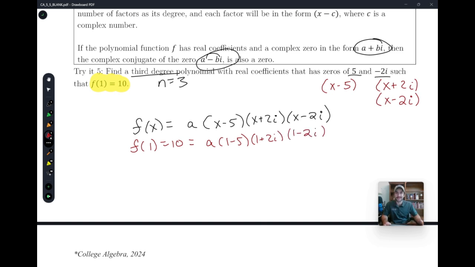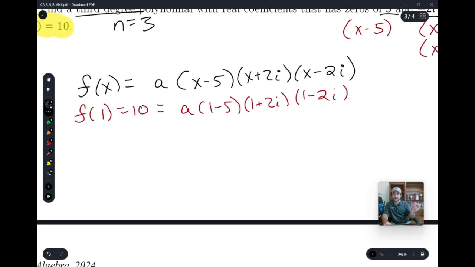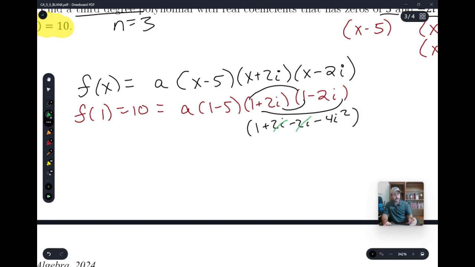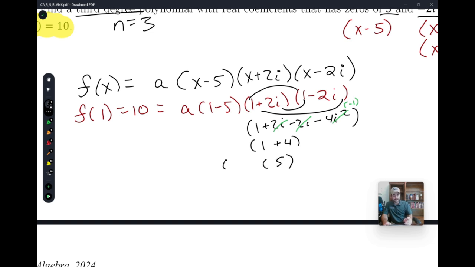Looks like we're going to have to do some multiplication here. I'm going to start with this complex section because it'll probably get rid of the i's. That's what conjugates do. So 1 times 1 is 1. Inside plus 2i. Outside minus 2i. Last minus 4i squared. Notice those two i's go away. The i squared turns into a negative 1. So we're left with 1 plus 4, which is just going to be 5. 1 minus 5 is negative 4. Got ourselves an a, and we leave the 10 alone.